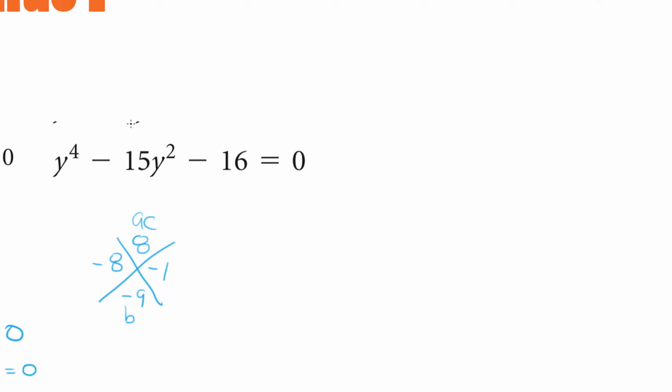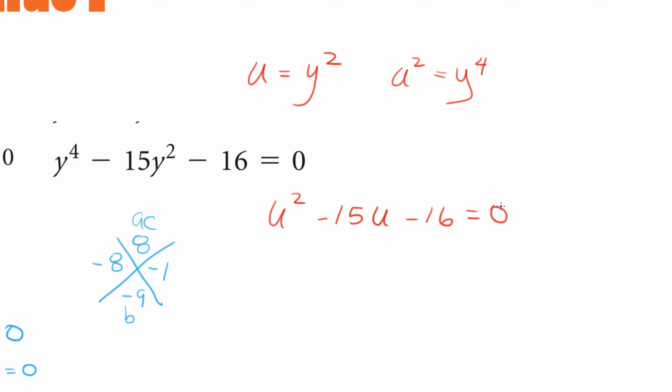So instead of using u to be square root of x, here I'm going to use u to be y squared. Now, y to the 4, well, if we square on both sides, you get u squared equals y to the 4, because y squared to the square is y to the 4. So you have u squared minus 15u minus 16 equals 0. Now again, you can use any of the 3 methods learned in class, but here you can use the x method, which is a faster method.